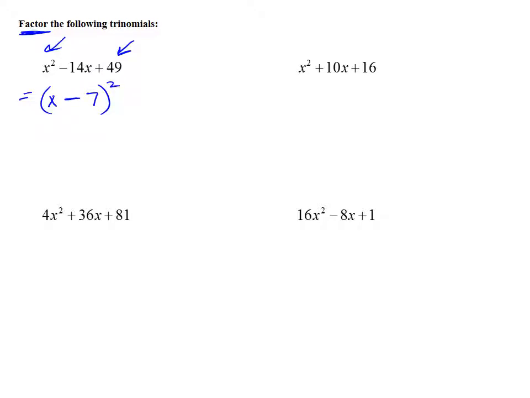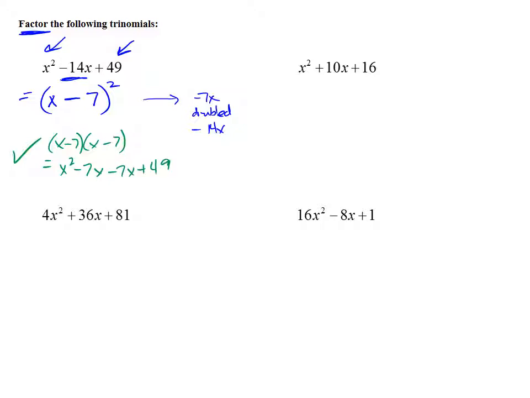Now let's see if I make that a perfect square, whether it works. X times negative 7 would give me negative 7x. When doubled, I would get negative 14x, and that's what I have in the middle. So that should work. So let's check it. X minus 7 times x minus 7 is x squared minus 7x minus 7x plus 49. Minus 7x twice gives me negative 14x. So that works.